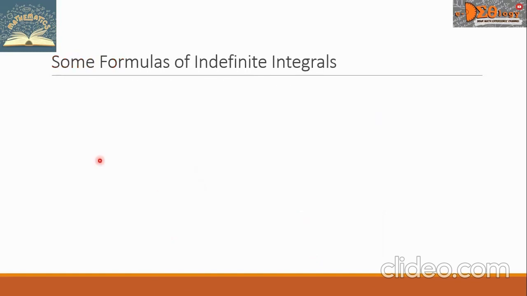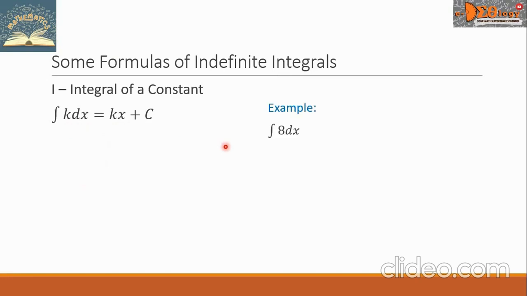Let us see some formulas of indefinite integrals. The first is what we call integral of a constant. We see here we have integral of k dx. K here is a constant. And the answer is kx plus c. Let's see one example, and this is the integral of 8 dx. This is equal to 8x plus c. This is the final answer.